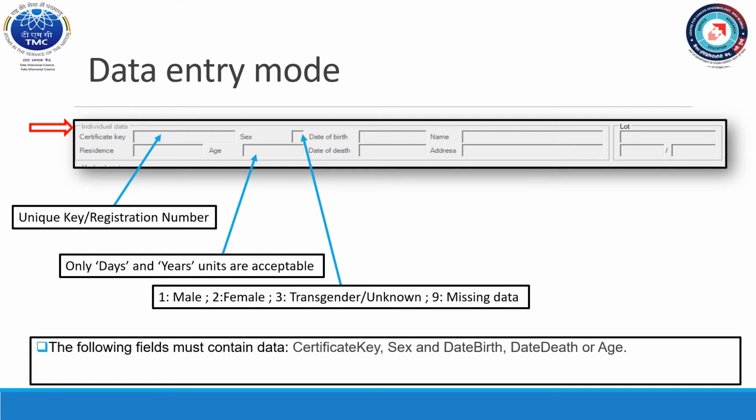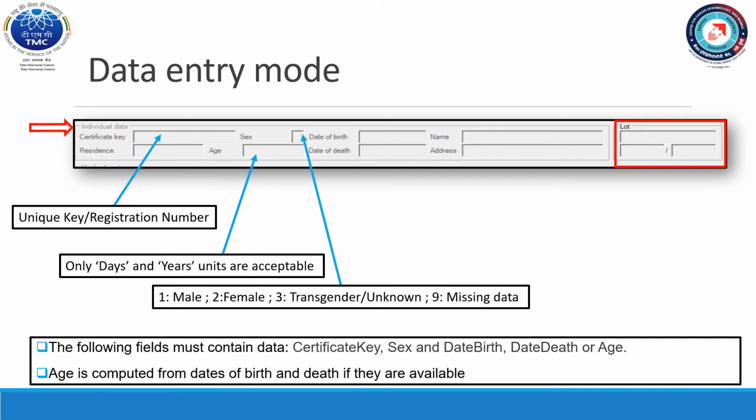Certificate key, sex, and date of birth, date of death, or age must be provided when the work lot is prepared. Age is computed from dates of birth and death if they are available. If you enter the age manually, you must also state the unit of the age. Otherwise, the program will not accept it.